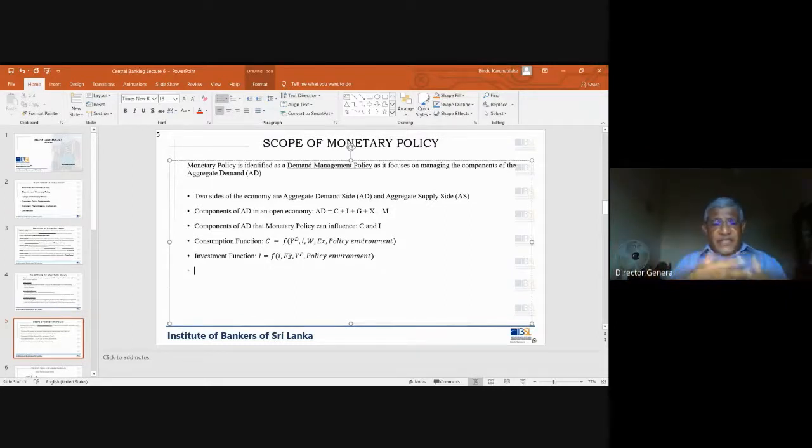So people are thinking. That is, they have expectations. If they expect a worse situation to come, they become very cautious at this point, and their investment will be held up. People will not consume.